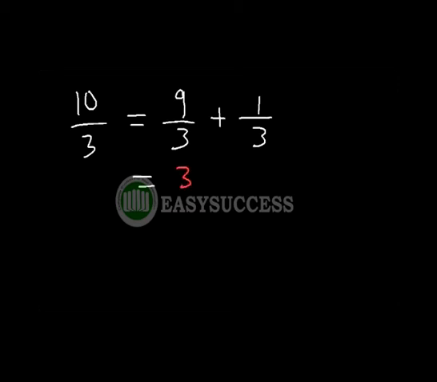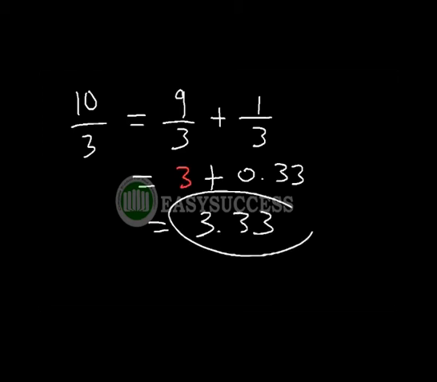For example, let's say I have 10 over 3. 10 over 3 is the same as 9 over 3 plus 1 over 3. 9 divided by 3 is 3, and 1/3 we know is about 0.333. So we could say the answer is about 3.33.